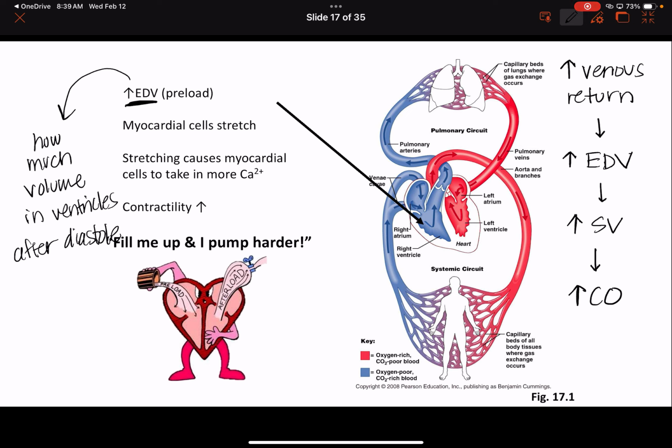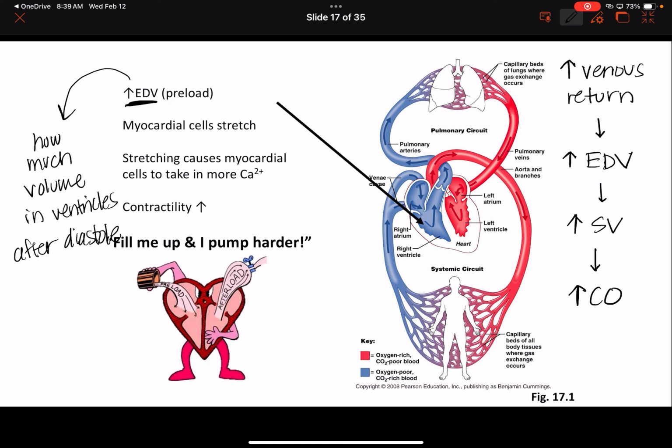So the heart is intrinsic in that it can control how hard it contracts by how much it gets filled up. Okay? The less that you fill up the ventricles, the less forceful the contractions. The more you fill up the ventricles, the more forceful the contraction. And that happens all on its own. It doesn't need any other part of the body. It doesn't need hormones or the brain to tell it to do that. It does that on its own. That's how it naturally works.